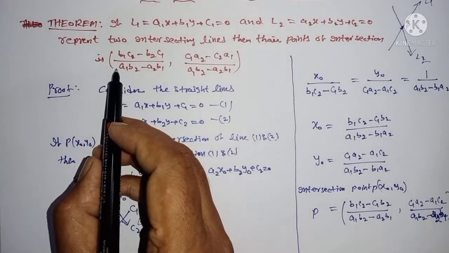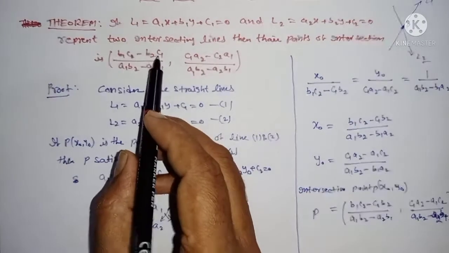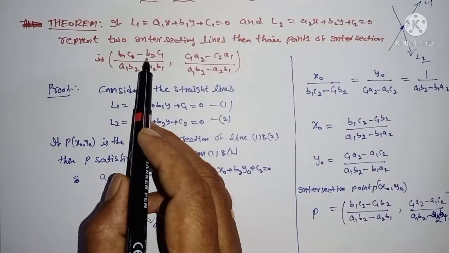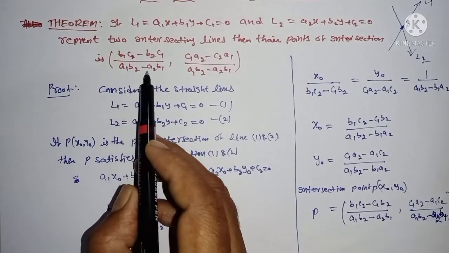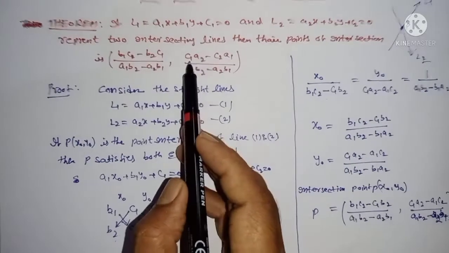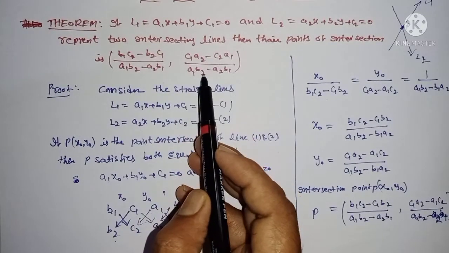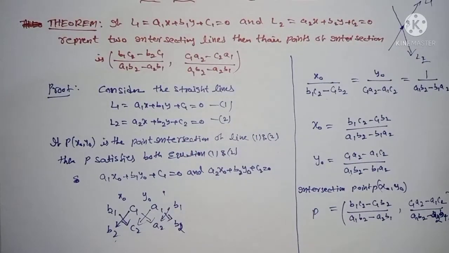This is also the same as the theorem's formula, observe here. Both are the same: (B1C2 minus B2C1) by (A1B2 minus A2B1), and (C1A2 minus C2A1) by (A1B2 minus A2B1). You got the same as this formula. This is the formula for the point of intersection, and this is the theorem.